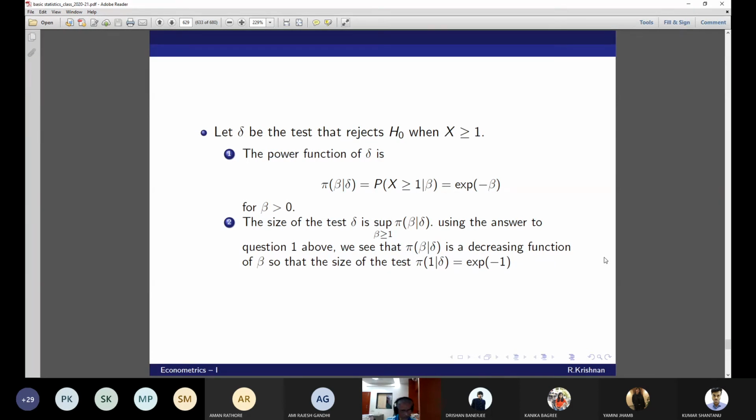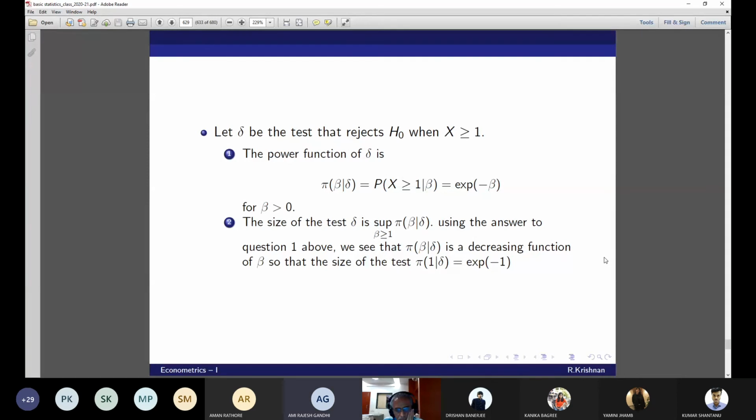Do you want to try a homework? The class? Sir, can you explain, sir? We are just choosing that level of x, when x is greater than or equal to 1, we are rejecting the null. There is no other explanation for that. We are not estimating beta here. No, I'm not. Okay.